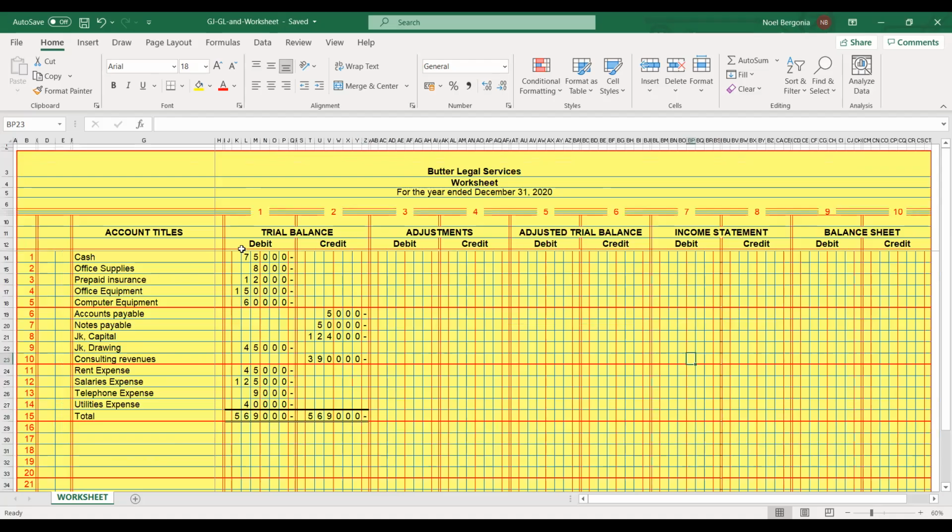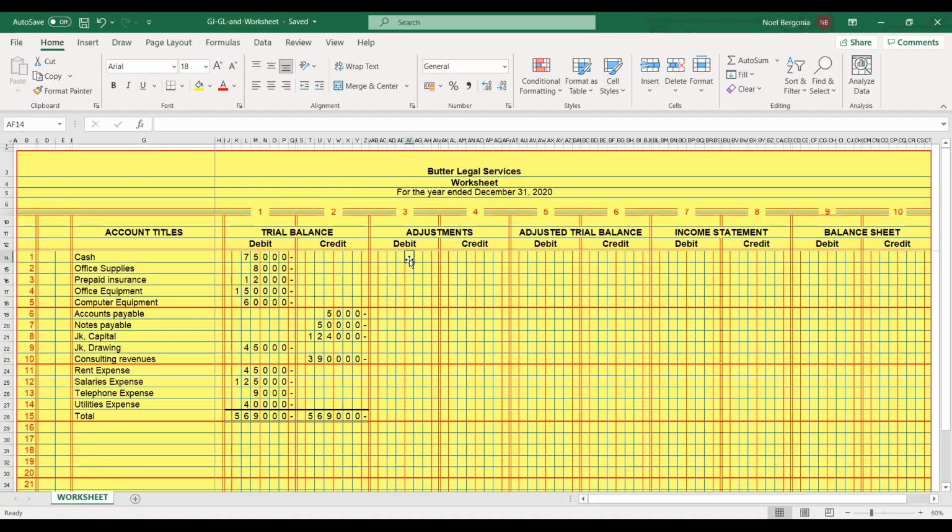So let's say ito na yung ating trial balance. After that, we need to prepare the adjustments columns. For the adjustments column, we will be applying the concepts that we have discussed in module 4 about adjusting entries. And in real practice, of course, data for adjustments are not given.